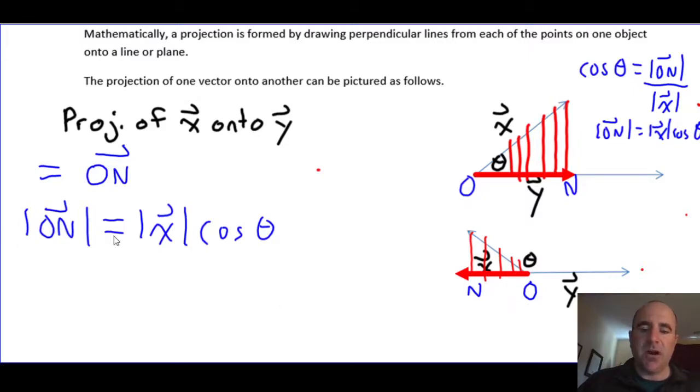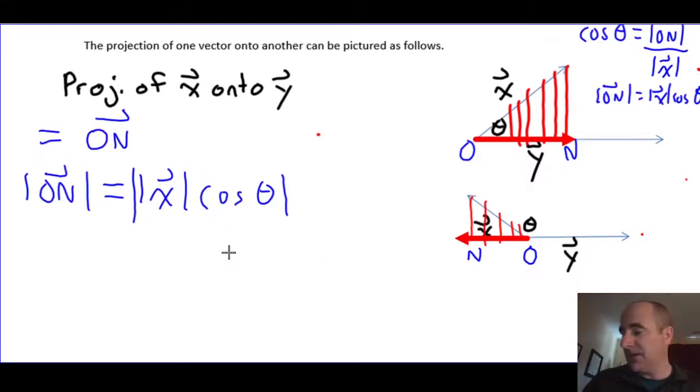Now looking back here, everything works for the magnitude of ON, except the cosine of theta would now be negative, okay? Which is okay, but we shouldn't talk about the magnitude of a vector being negative. So we're going to throw some, these are not magnitude signs, those are actually absolute value signs around the same. In this case, just drop the negative because we can't have a negative magnitude. So the magnitude of ON does need to be a positive number.